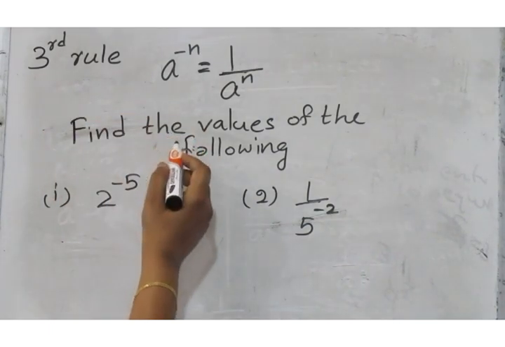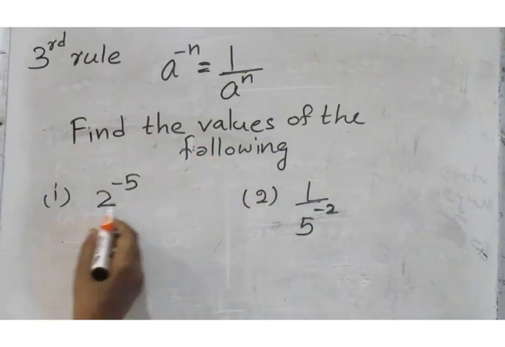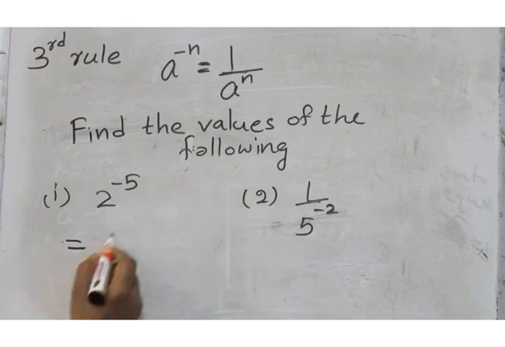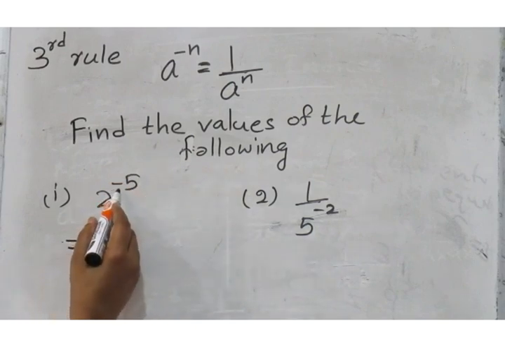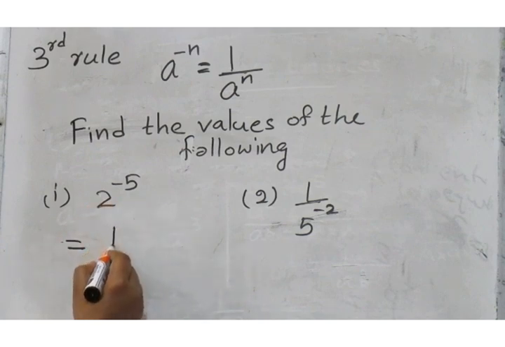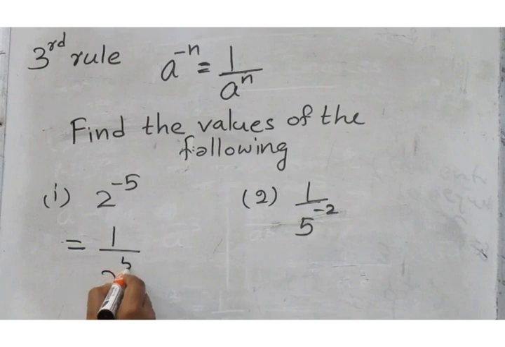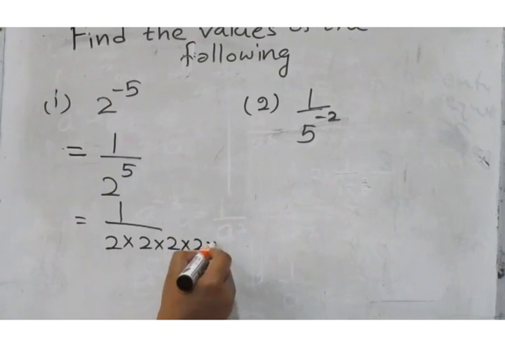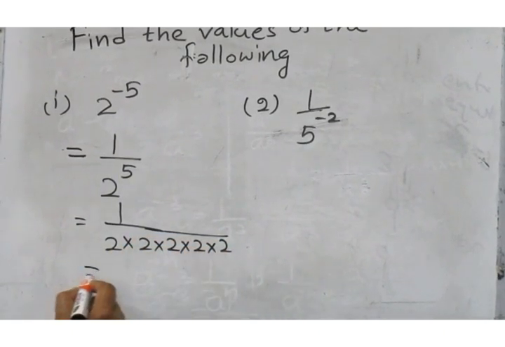We will do some calculations using the third rule. See the first example. Find the value of the following. Now convert this negative index to a positive one by taking the reciprocal here. Then this negative 5 becomes positive 5. Then take the expansion form. Then the answer is 1 over 32.